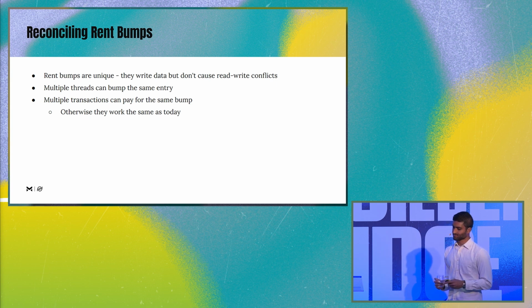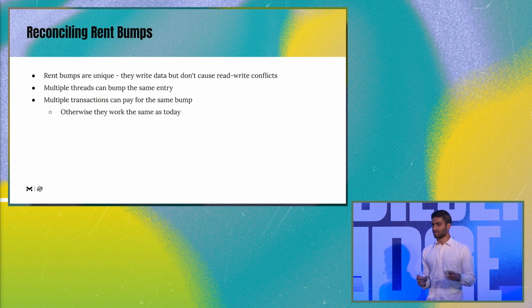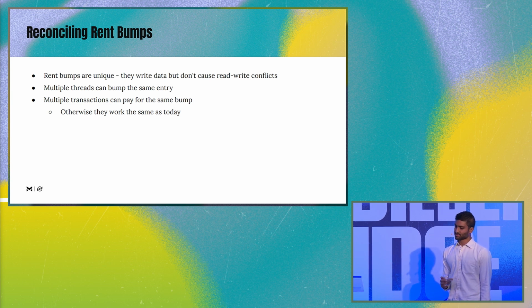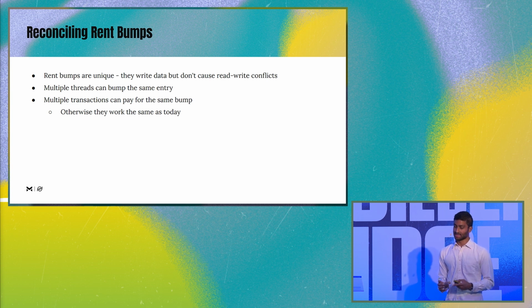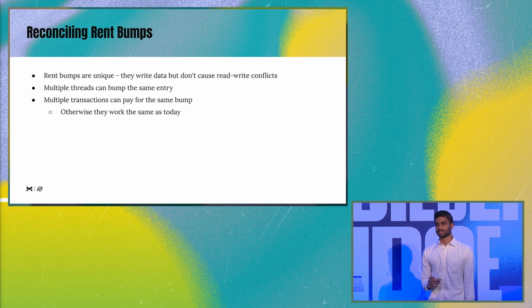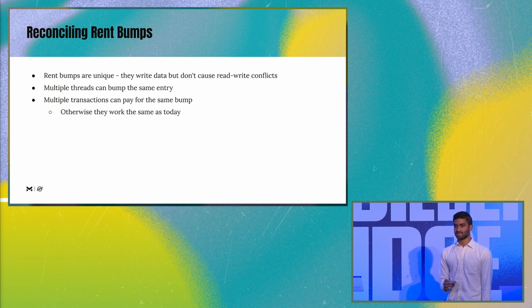Rent bumps, however, work a little differently, and they require some unique logic. Rent bumps write data, but they don't cause read-write conflicts. If you ever use Soroban, you may have noticed that footprints don't contain the keys for TTL entries, and this is by design. We didn't want rent bumps to cause conflicts in serialized transactions. So we allow multiple threads to bump the same TTL entry.